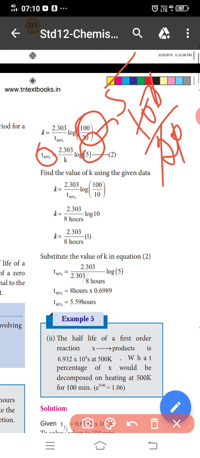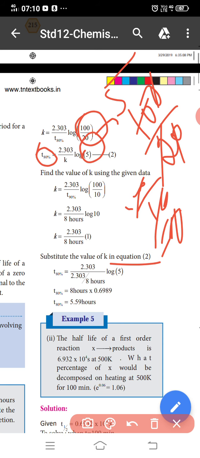So k is equal to 2.303 by t 90% log of 100 divided by 10. 100 divided by 10 is equal to 10. Okay, so k is 2.303 divided by 8 hours log 10. Log 10 is equal to 1. So k is equal to 2.303 divided by 8 hours into 1. Substituting the value of k in equation 2, t 80% is equal to 2.303 divided by 2.303 by 8 hours log 5.